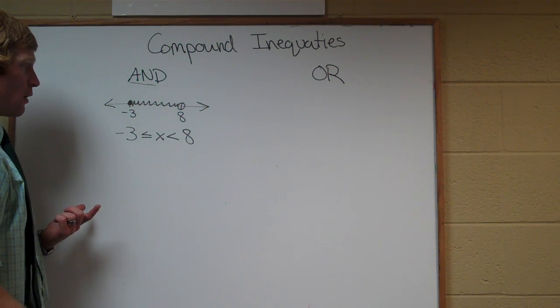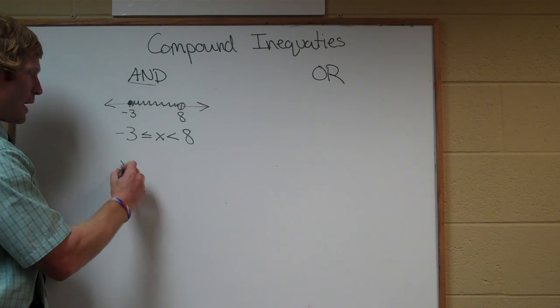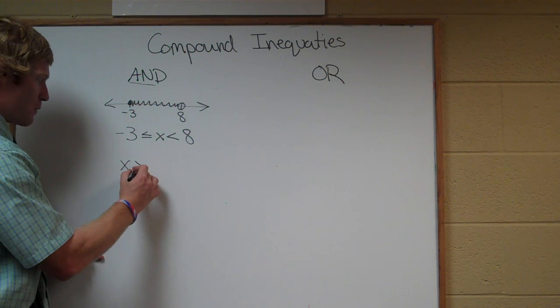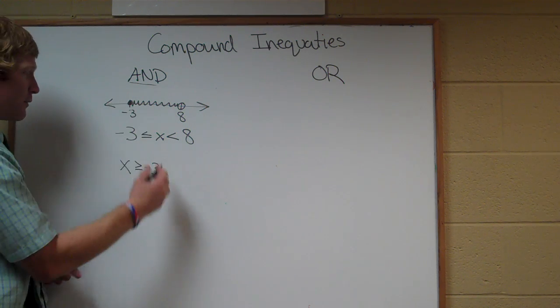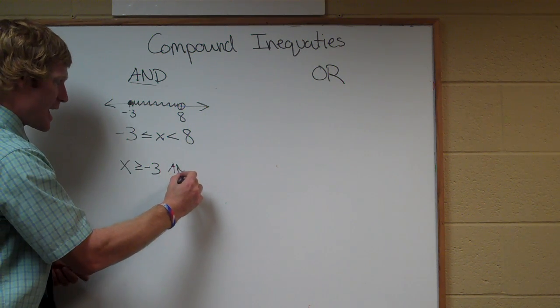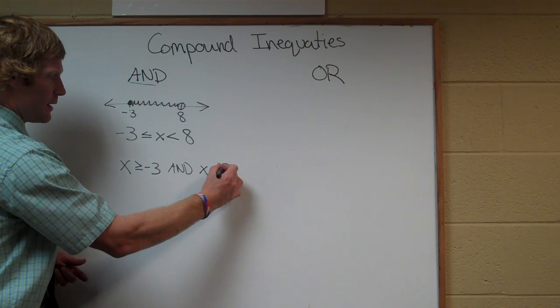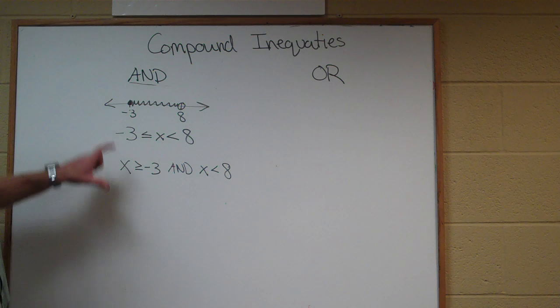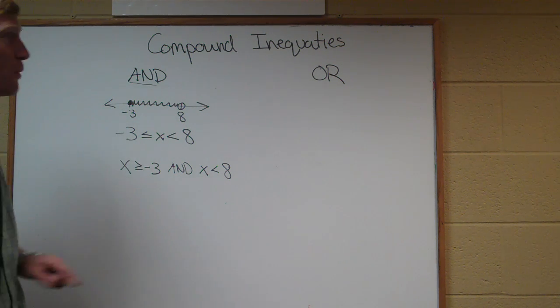I could also represent it as two separate ones combined with and. X must be greater than or equal to -3, which takes care of this piece, greater than or equal to -3. And X must be less than 8. So again, being able to go both directions is really crucial as we get started with compound inequalities.